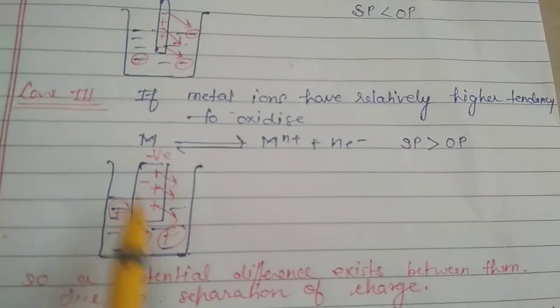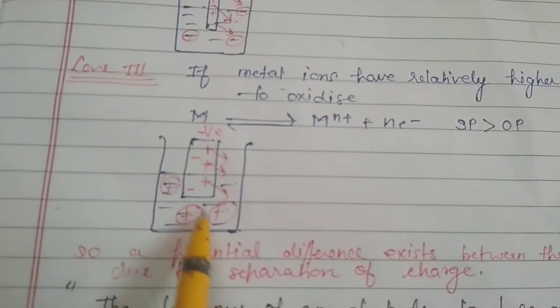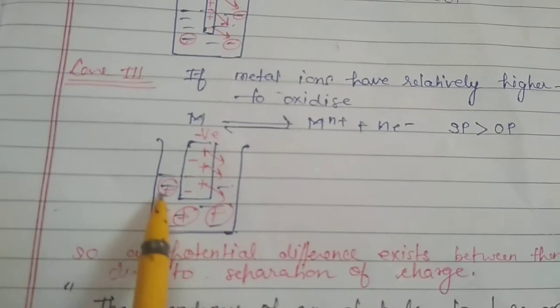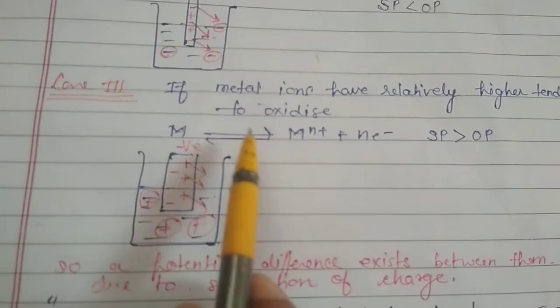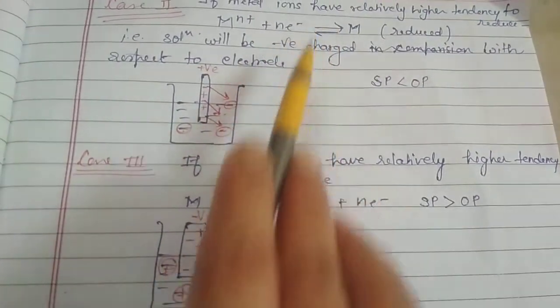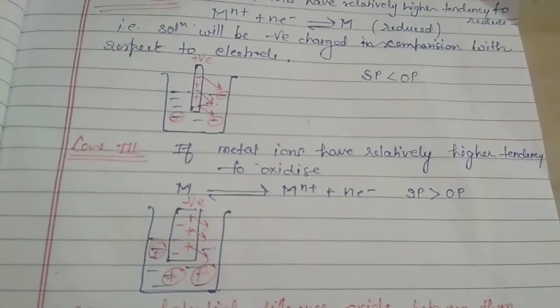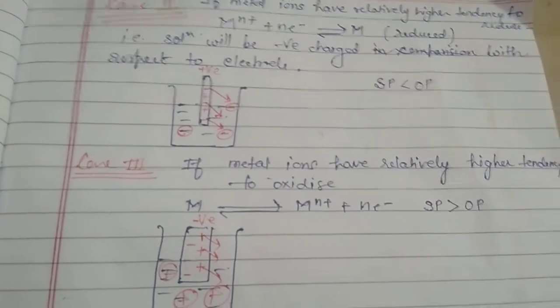But it would also not be a continuous process. Why? Because as the number of positive charges in the solution increases, repulsion would be there, and the process would be stopped. So that's why we have written the equilibrium sign over here. It means the process will not continue and an equilibrium would be established between the two.